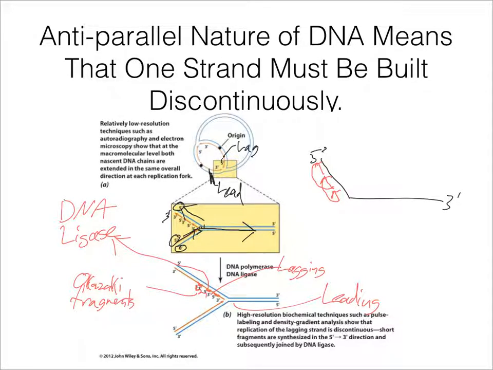Now, if we take a look in the opposite direction, right, on the other fork, this over here, that's a 5' at the end right there. So this is going to be a lagging strand, and this is going to be a leading strand. So note that which strand is leading and which strand is lagging switches depending upon which replication fork you are on.